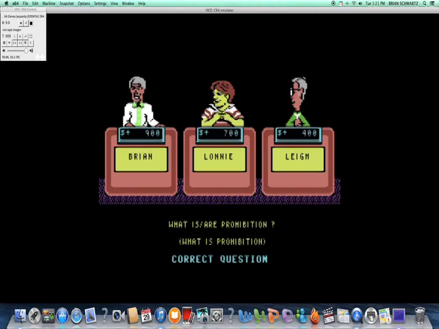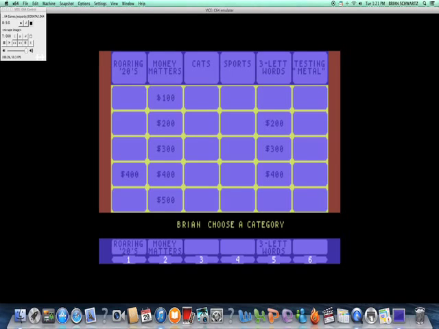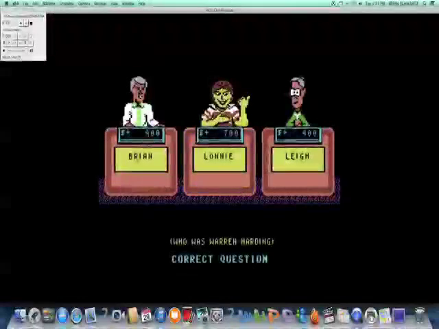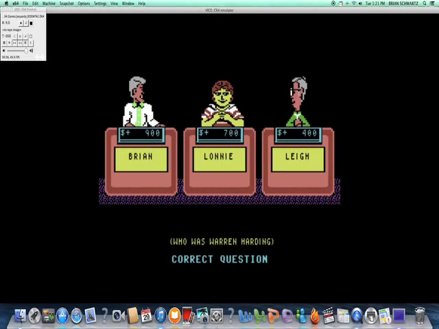And of course, the racketeering was done by Fat Tony. Roaring 20s for 400. This president said, "My God, this is a hell of a job." Warren Harding. Lonnie now takes the lead, $1,100.